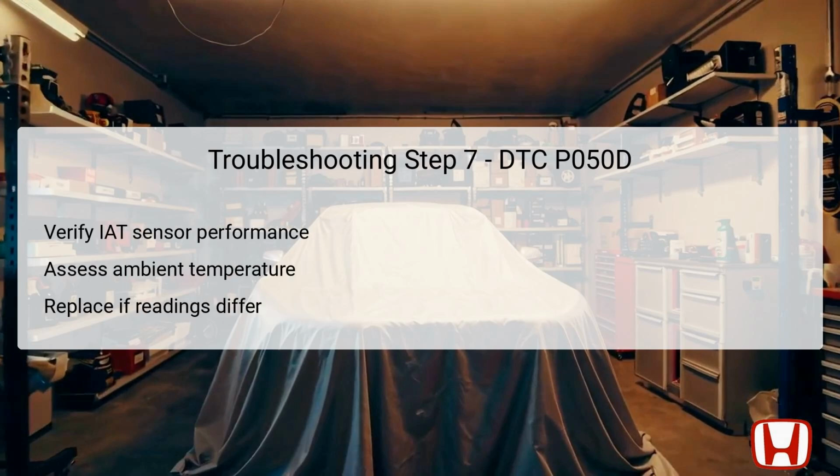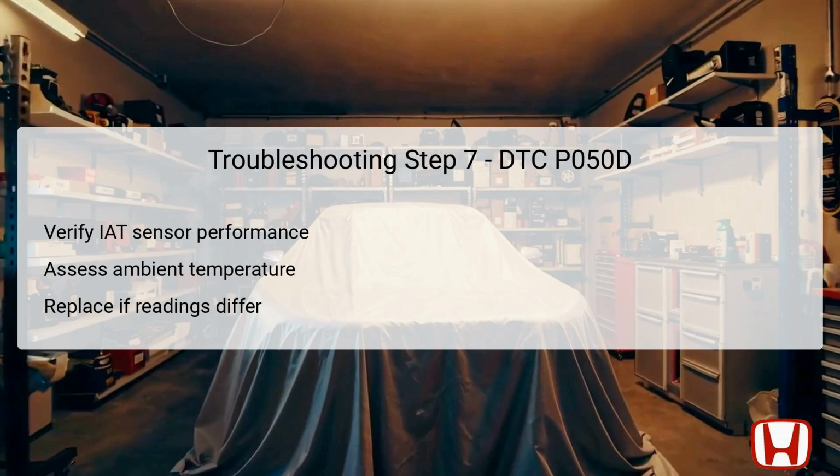The final troubleshooting step evaluates the performance of the IAT sensor. Begin by turning off the vehicle and allowing the engine to cool to ambient temperature. Once cooled, record the ambient temperature for reference. Start the vehicle again and quickly note the IAT sensor 1 value from the HDS data list.